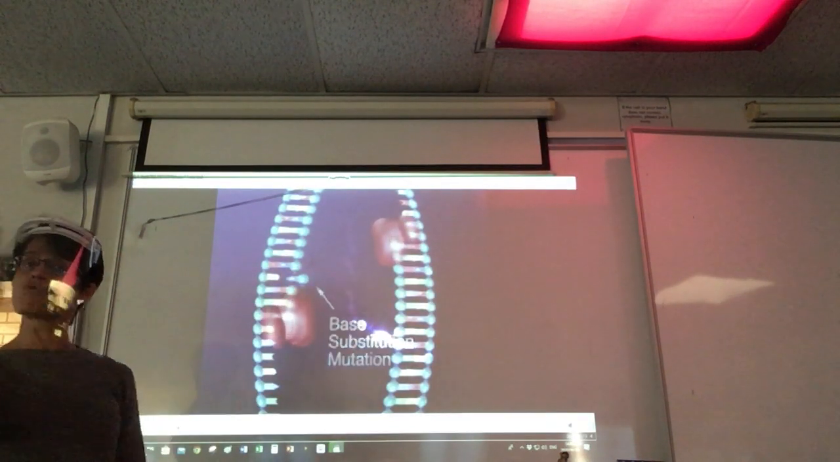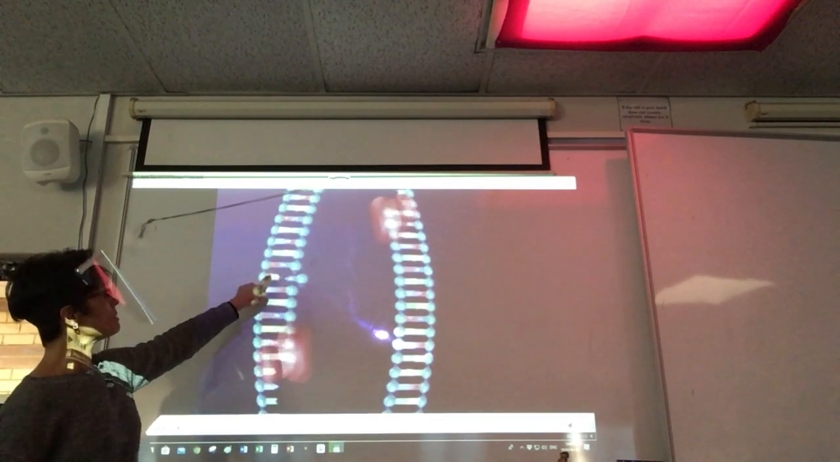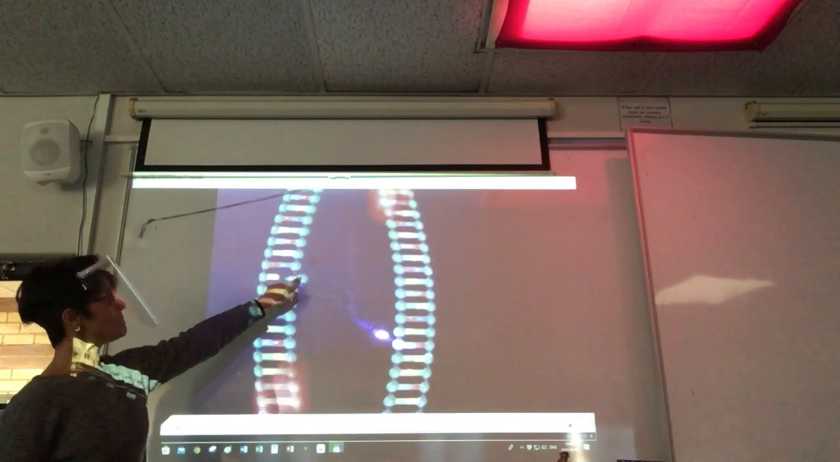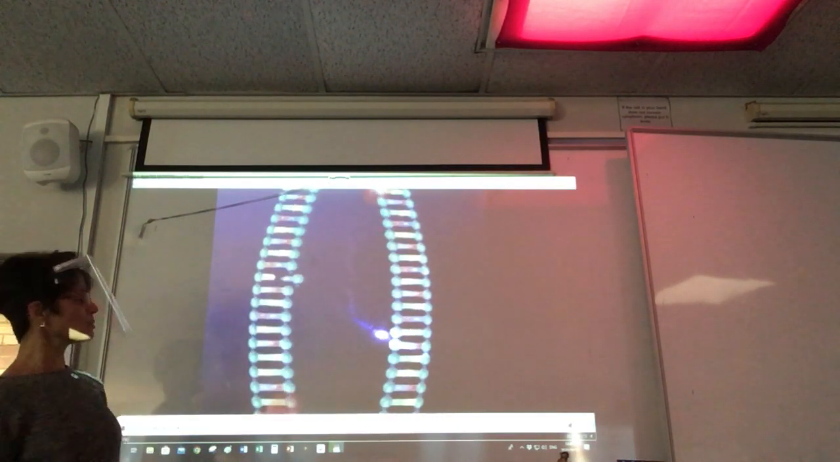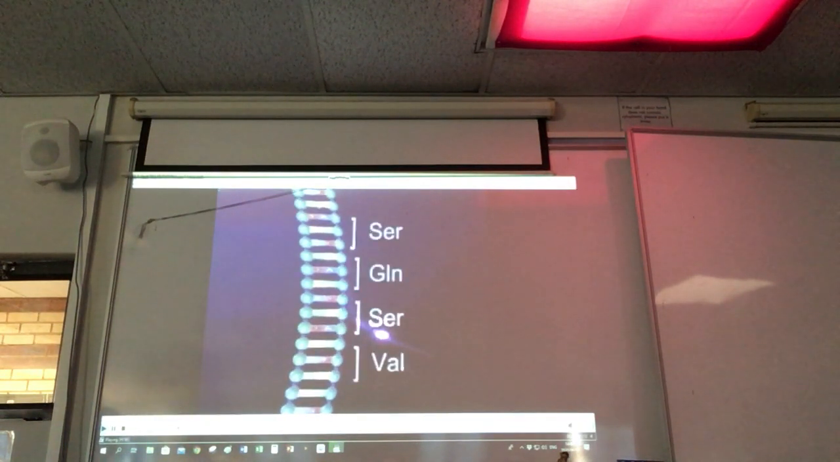What happens if the wrong nucleotide was brought in? So instead of it being adenine with thymine, maybe guanine was brought in. Now, often there are enzymes that fix those kinds of mistakes up. Lots of enzymes fixing up the DNA, but what if that base was not fixed up?